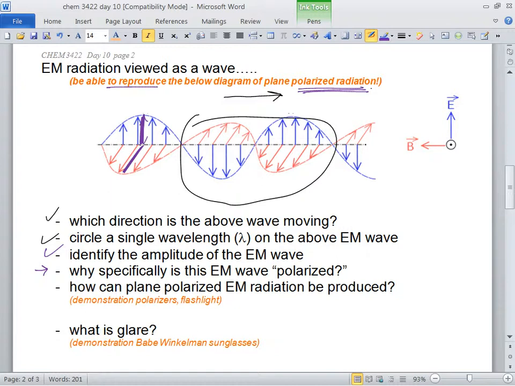Because I got to get you to line up and look at this. And a good spot is where the glare is, right there. Okay. So these are Babe Winkelman sunglasses.